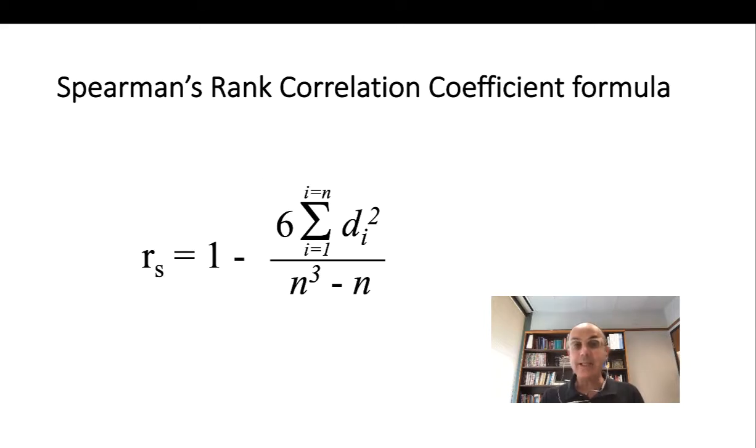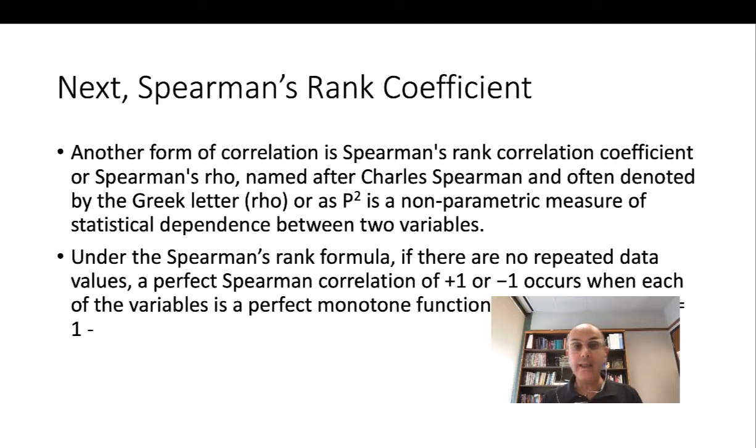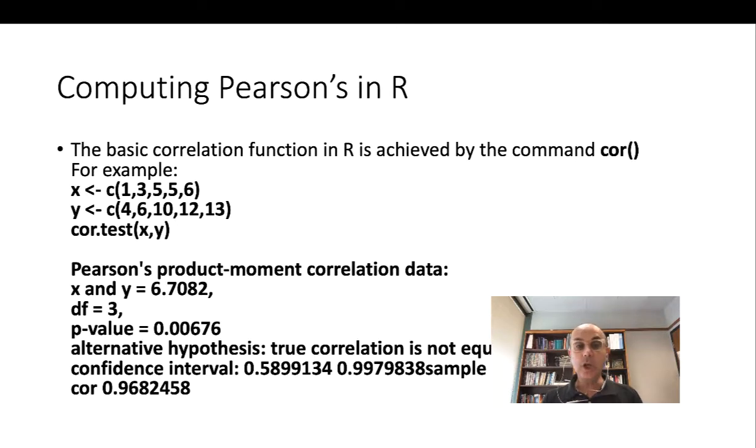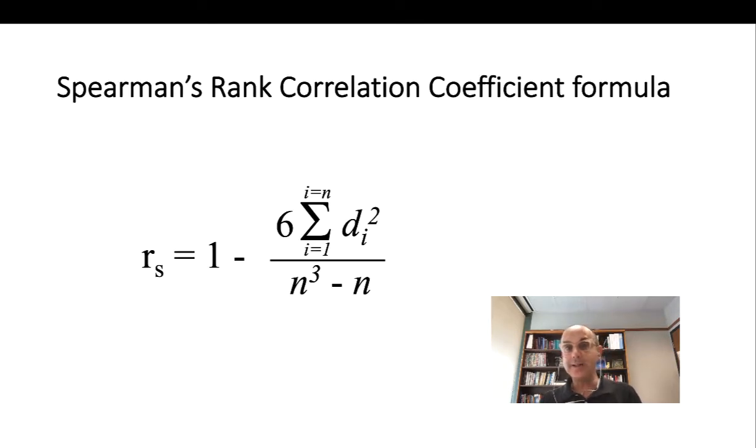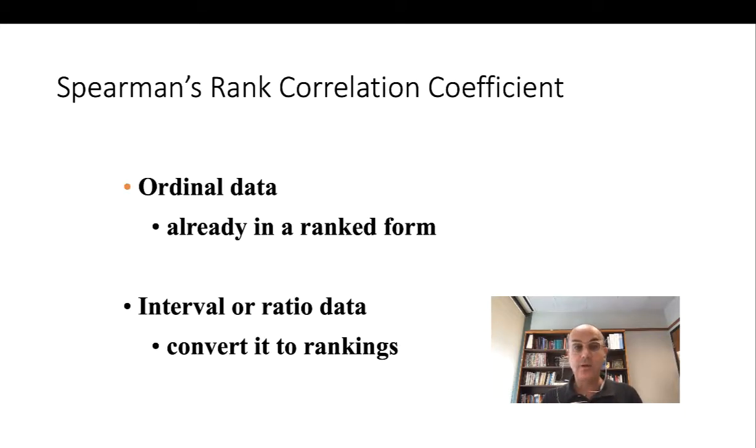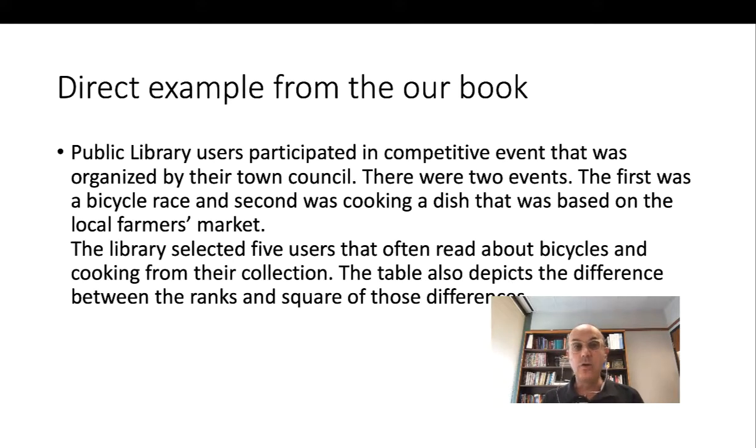So in this case, we have the N, we have the D, and everything in between them. And what you're going to see is that the data needs to indicate those values. So in Spearman rank correlation coefficient, we have ordinal data that is already in rank form, and we have interval or ratio data that is converted to ranking. So the objective here is that we need to apply the ranking as a way to do that.